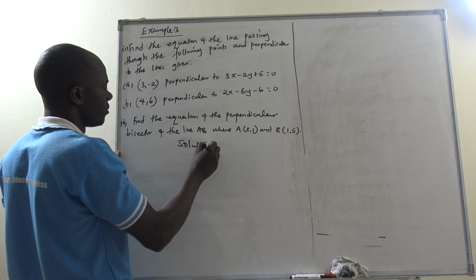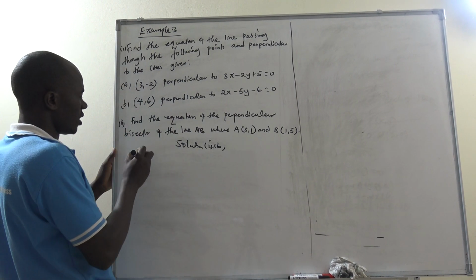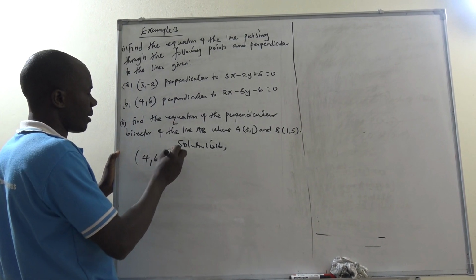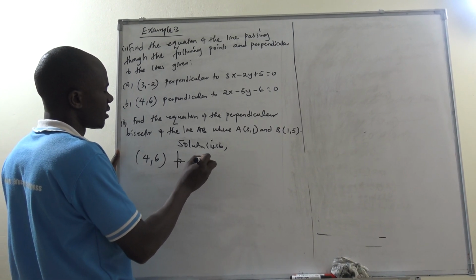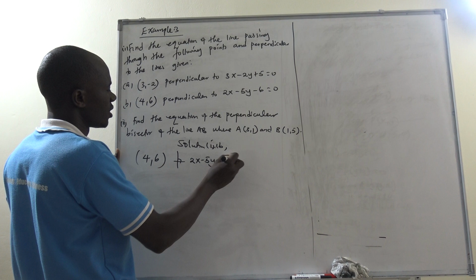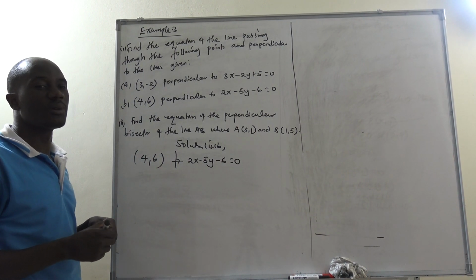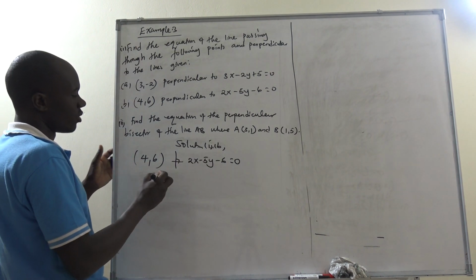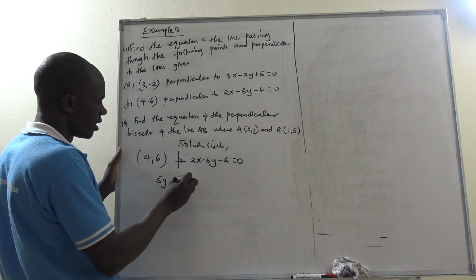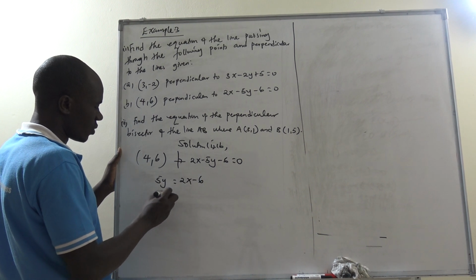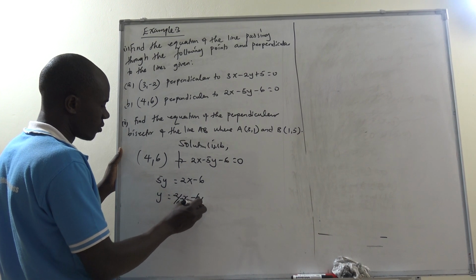The point is (4, 6), still perpendicular to 2x minus 5y minus 6 equals 0. We are going to express that line in the form y equals mx plus c. What are we going to have? 5y equals 2x minus 6. So what is y alone? It is 2 out of 5 x minus 6 out of 5.